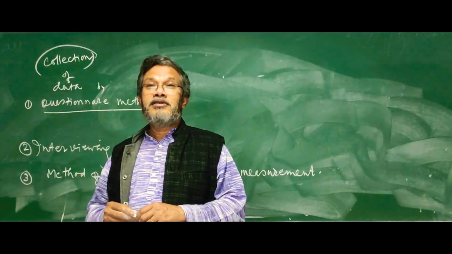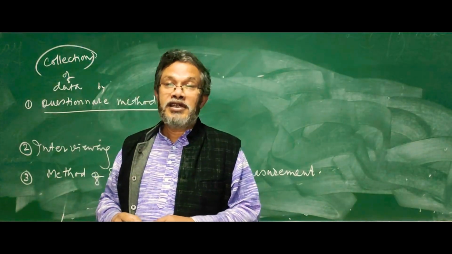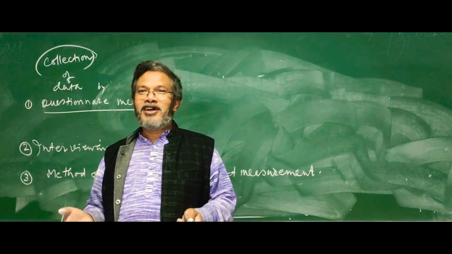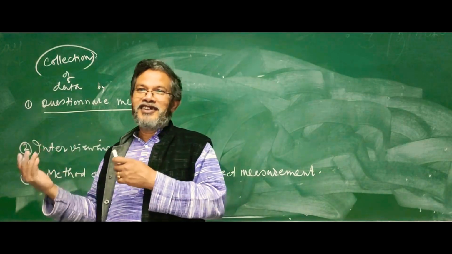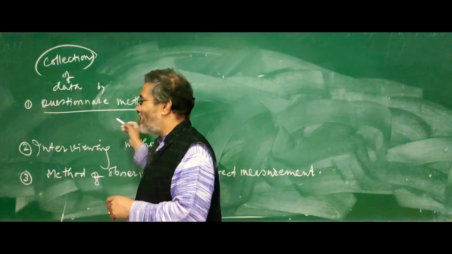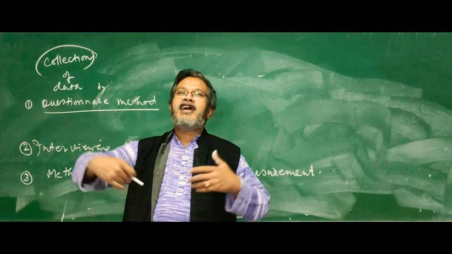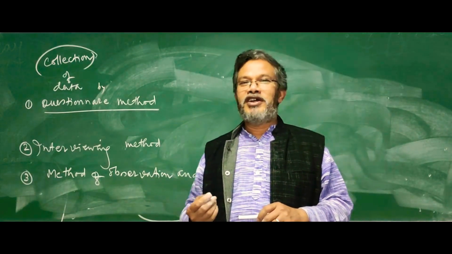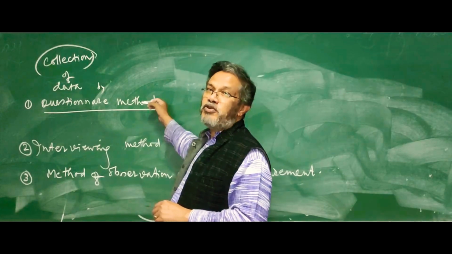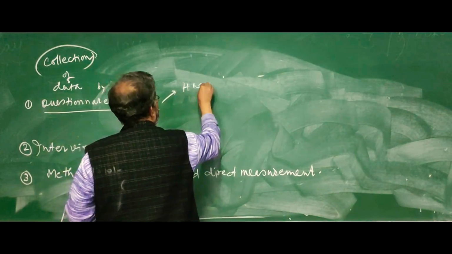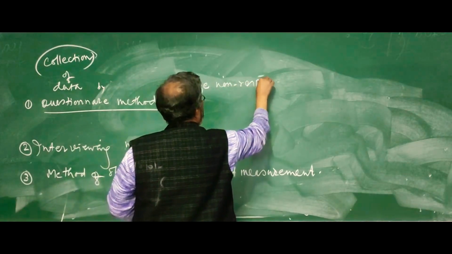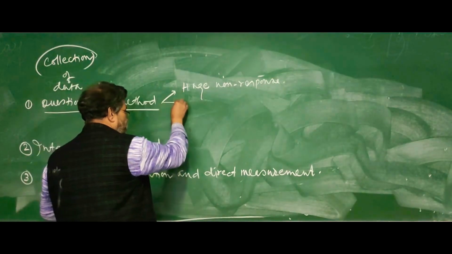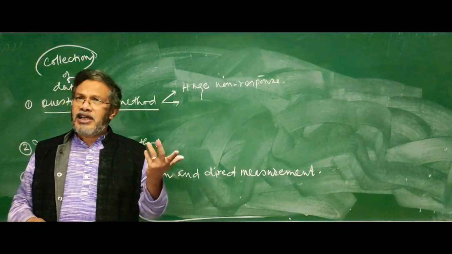What happens? Now this method involves large-scale non-reply. Meaning if I send 100, maybe 10% comes back. That's why in this method, we have to send many times the sample size required. So this is a huge non-response. This is the demerit. Huge non-response. This is the first demerit.